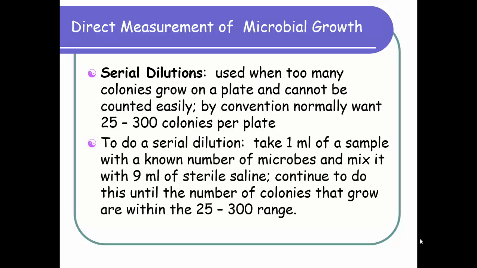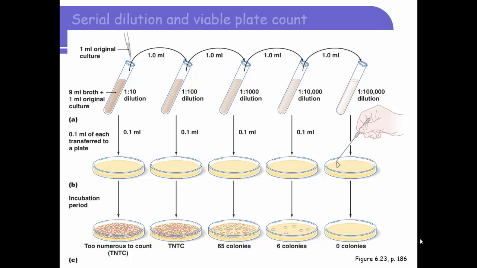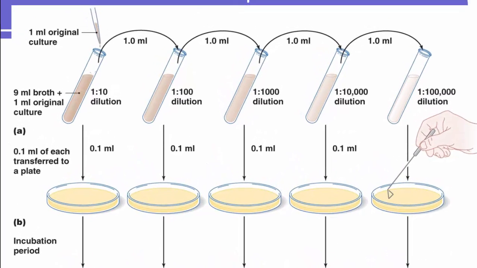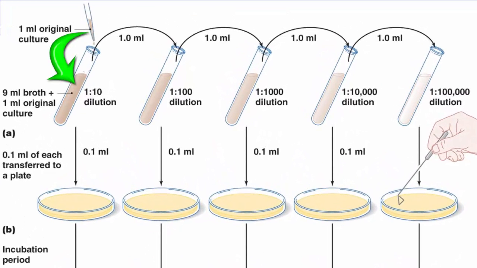To do a serial dilution, we take 1 milliliter of a sample with, in this case, a known number of microbes, mix it with 9 milliliters of sterile saline or sterile media, and continue to do this until the number of colonies that grow are within that 25 to 300 range on a plate. Let's look at how we do it. Here we take 1 milliliter of the original culture, put it in with 9 milliliters of broth.